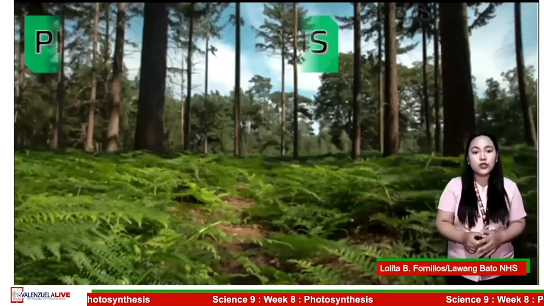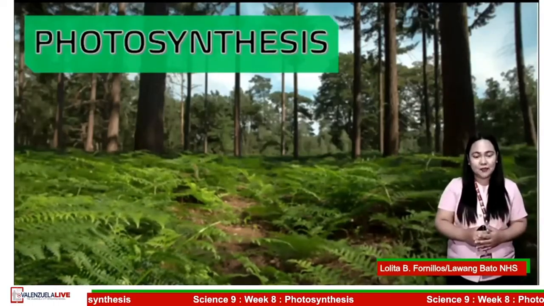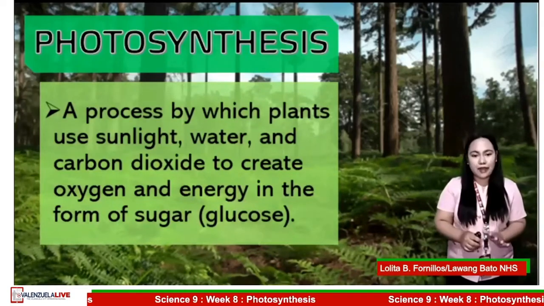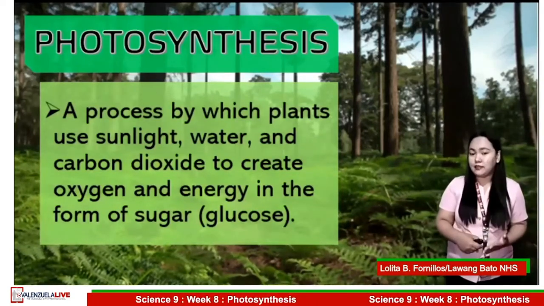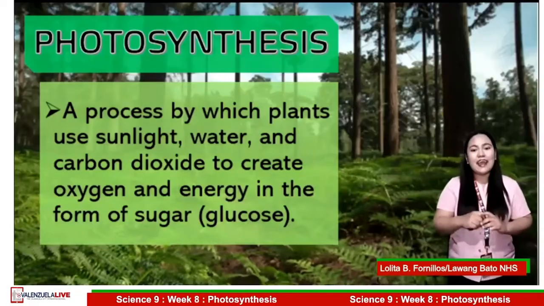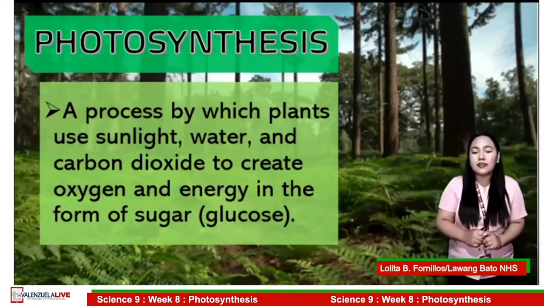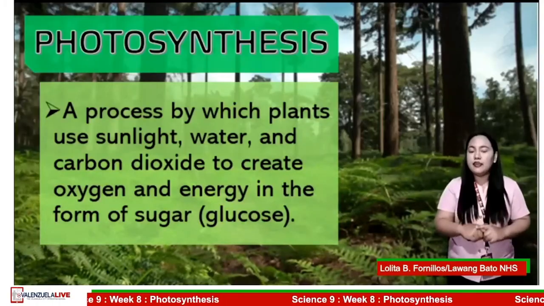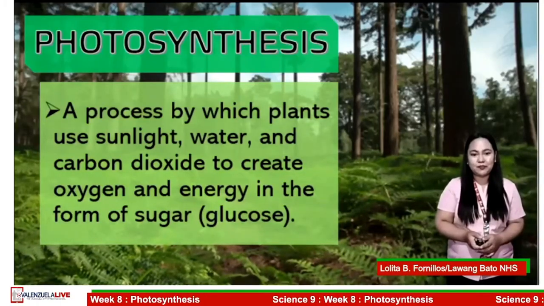This time, let's go back to the question. How do plants make their food? Plants make their food through photosynthesis. Photosynthesis is a process by which plants use sunlight, water, and carbon dioxide to create oxygen and energy in the form of sugar or glucose.